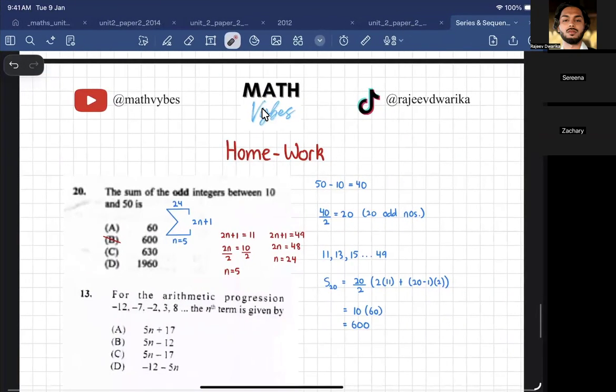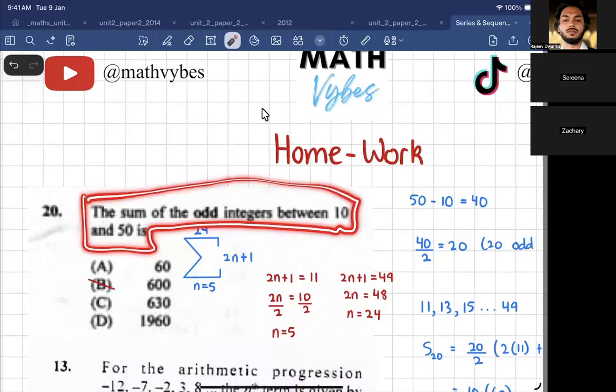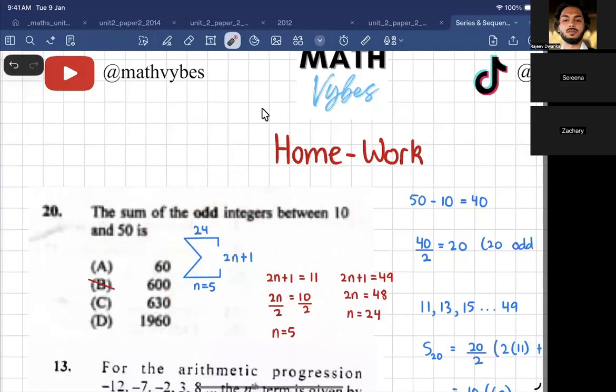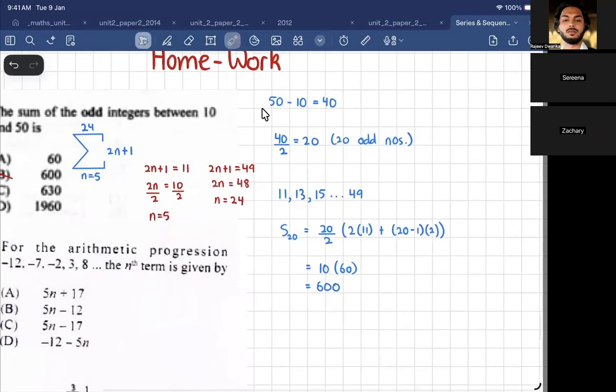But I like your method more because my method is kind of relying on a calculator. But Serena, they could ask this in our paper too. They could give you this statement and ask you to write that statement in sigma notation. So now you know how to write it in sigma notation. But I really love your method.